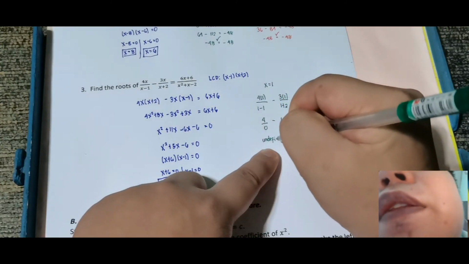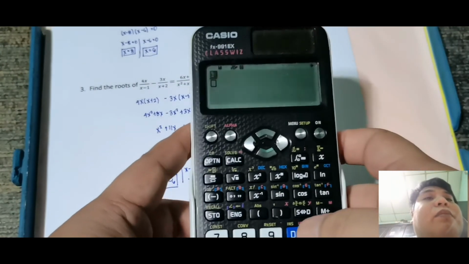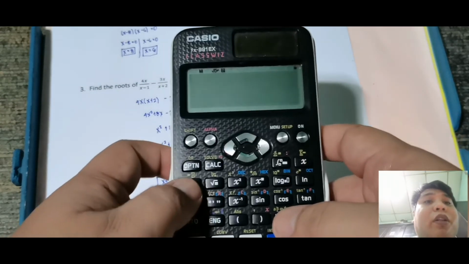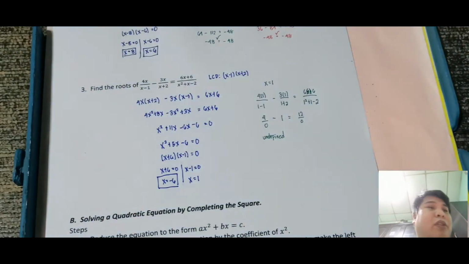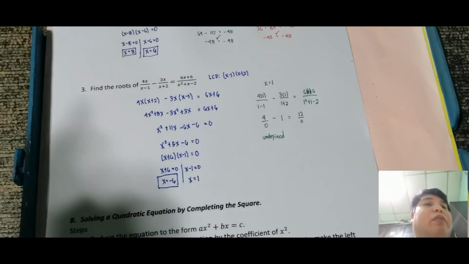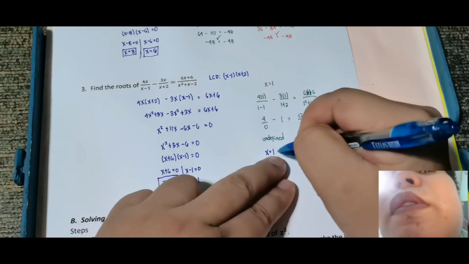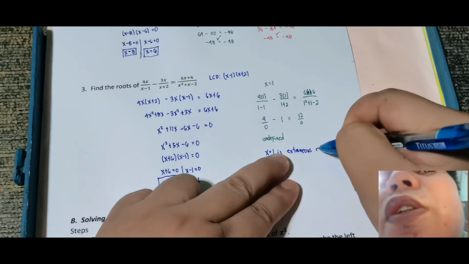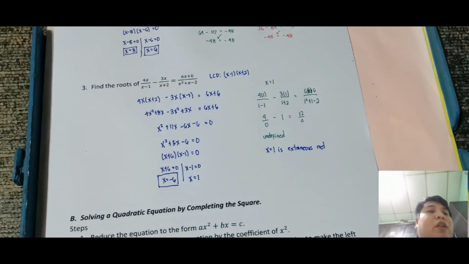So in this case, this is undefined. If you doubt it, let's check: 4 over 0 is undefined. But 0 over 4 is always 0. So whenever the denominator is 0, it is automatically undefined. Remember that. Therefore, x = 1 is an extraneous root of our equation.